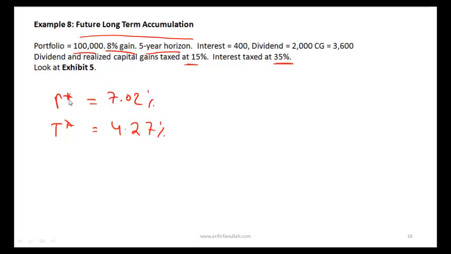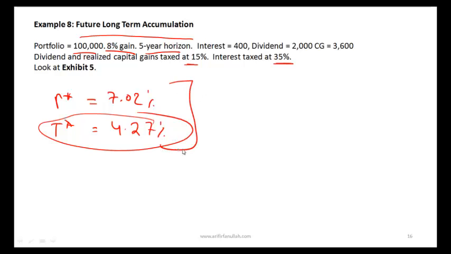What was the R star? This was the return without any taxes on unrealized gains. Then to get your actual return in the long run, you also need to subtract your estimate of the taxes on unrealized gains. Even though you are not paying taxes on unrealized gains in the first year, effectively in the long run you will be paying a 4.27%. Both these numbers have to be taken into account to figure out how much wealth you will have in the long run.